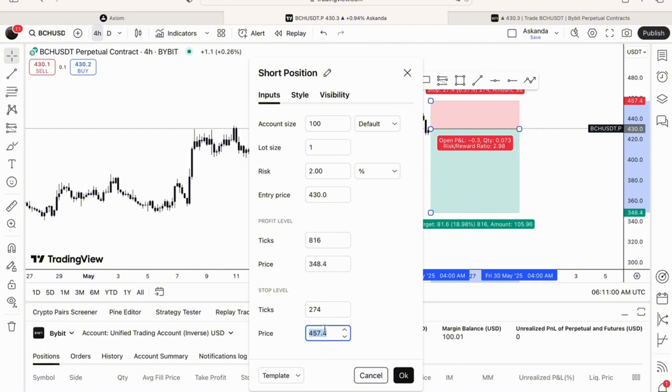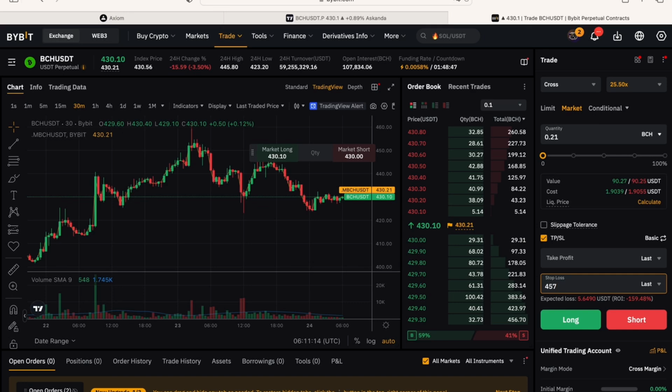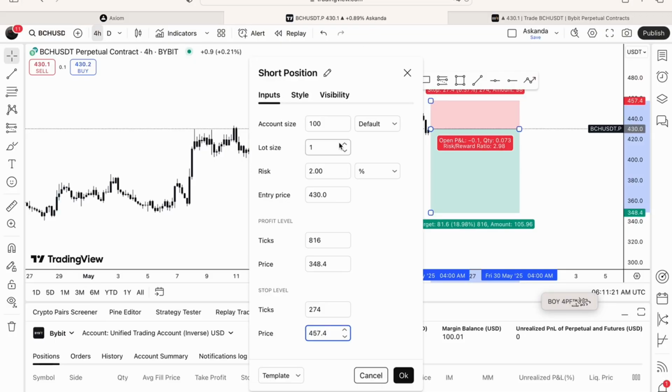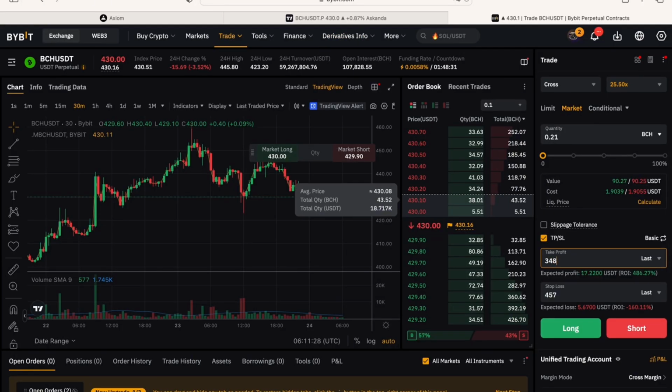So if BCH decides to go up and reaches a price of 457, we are going to lose an amount from our account. So we have 457, right? We are going to lose $5. But if BCH goes to the take profit, which is 348, we are going to make $17, meaning you are risking $5 to make $17.